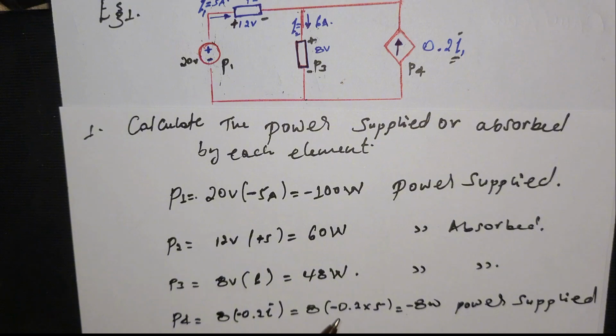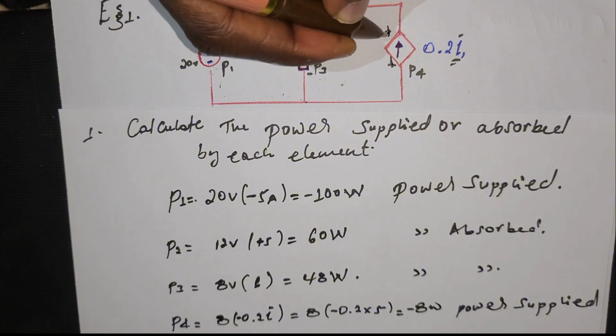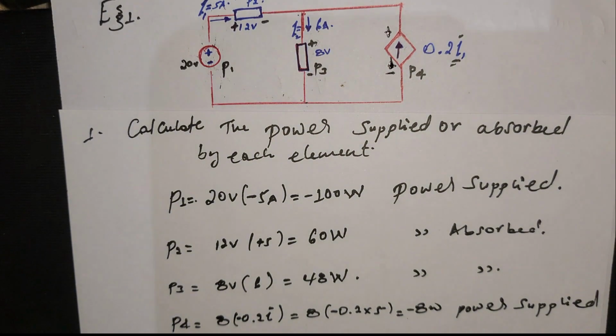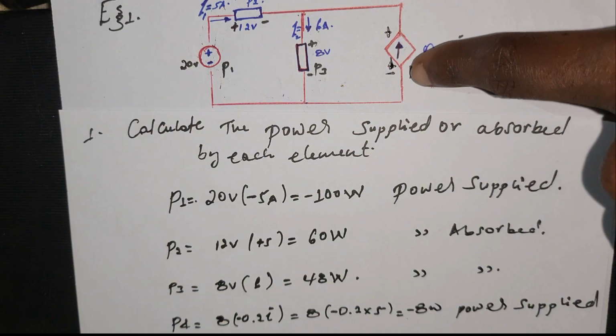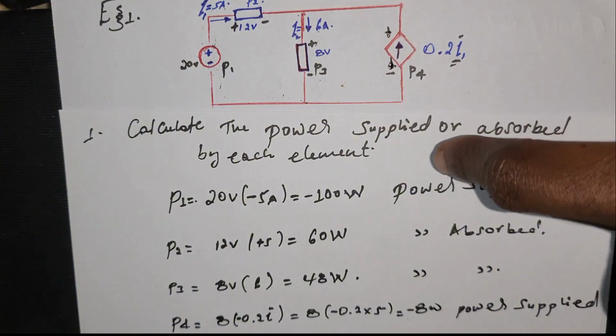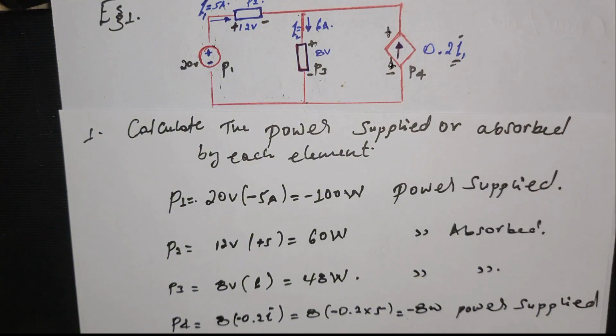I1 is 5. So this would be minus 8 watt. This is because of the direction of the current from the question, this is positive and this is negative. So from the convention, the current enters into the negative terminal and passes through the positive terminal. So power is supplied.